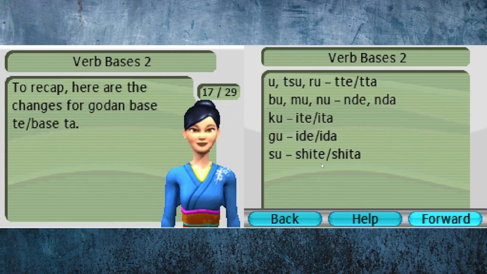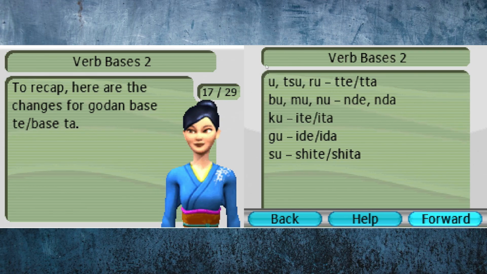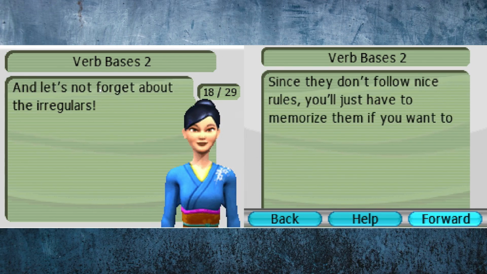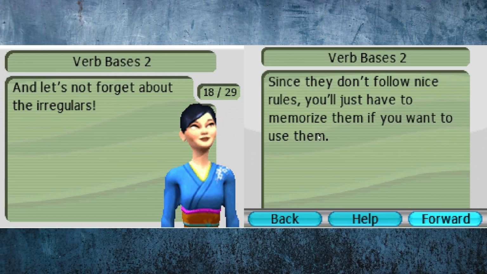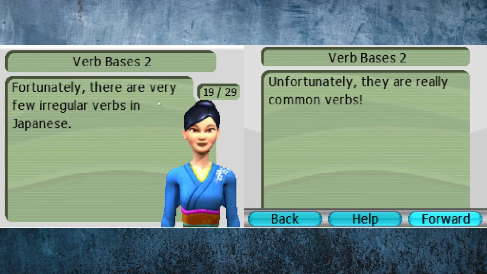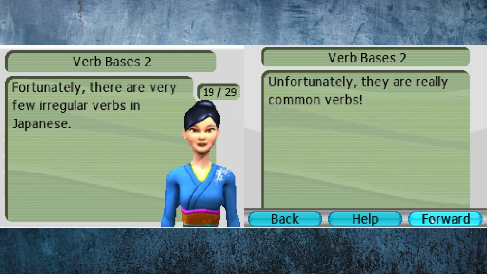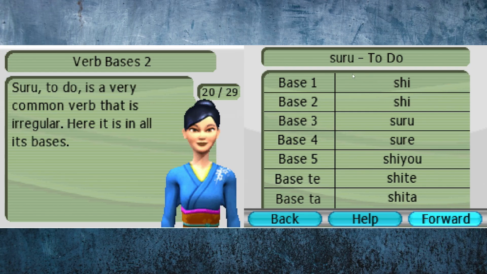And yeah, sorry if I said it kinda in a song, because in college I learned it in a song and it's kinda catchy. And let's not forget about the irregulars, since they don't follow nice rules. You'll just have to memorize them if you want to use them. Unfortunately, there are very few irregular verbs in Japanese. Unfortunately, they are really common verbs. So suru is shimasu, or I mean suru turns into shi basically.